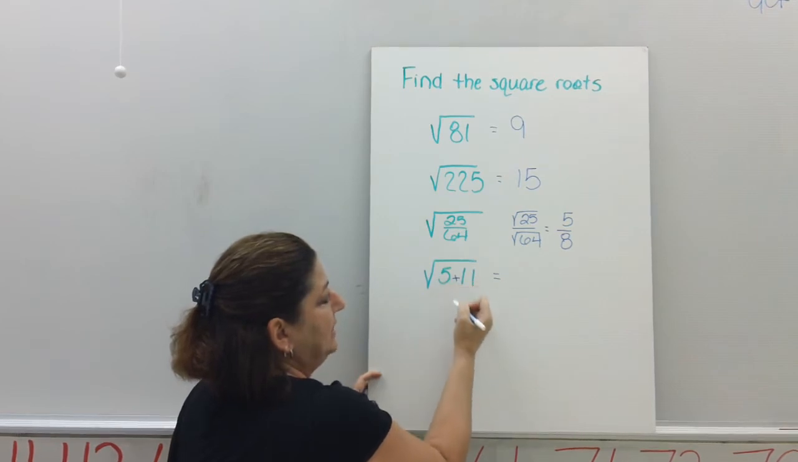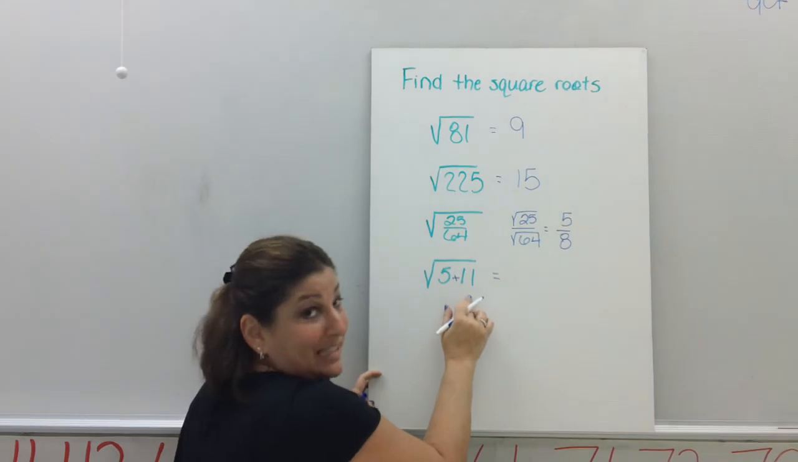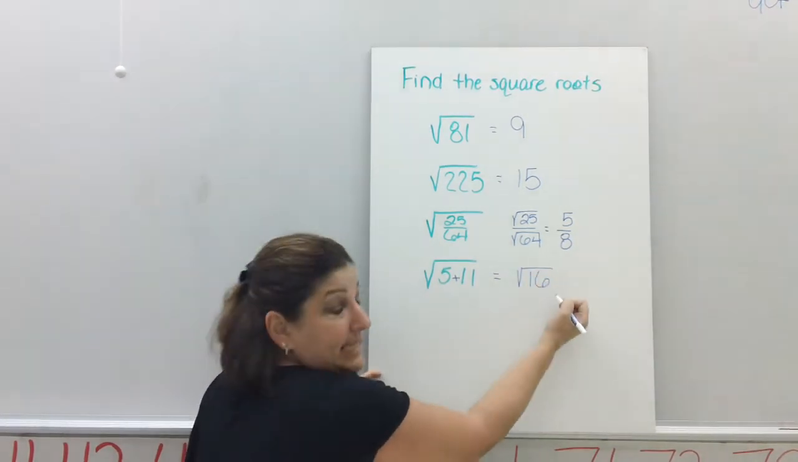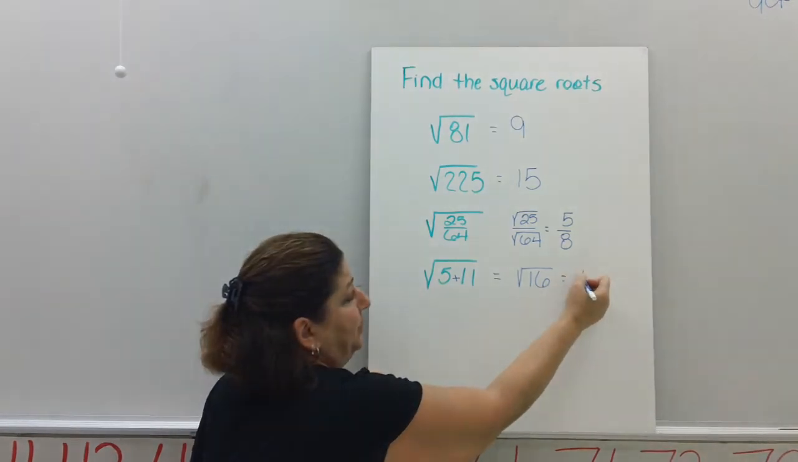But I want to add these instead of multiply. 5 plus 11 equals 16. The square root of 16 would be 4.